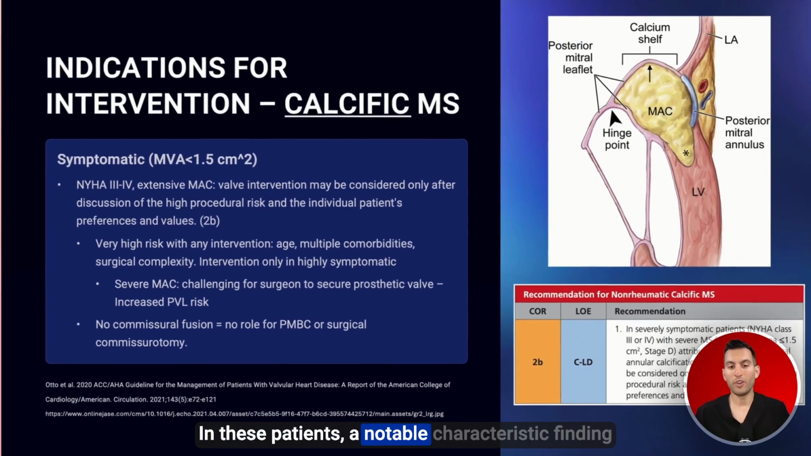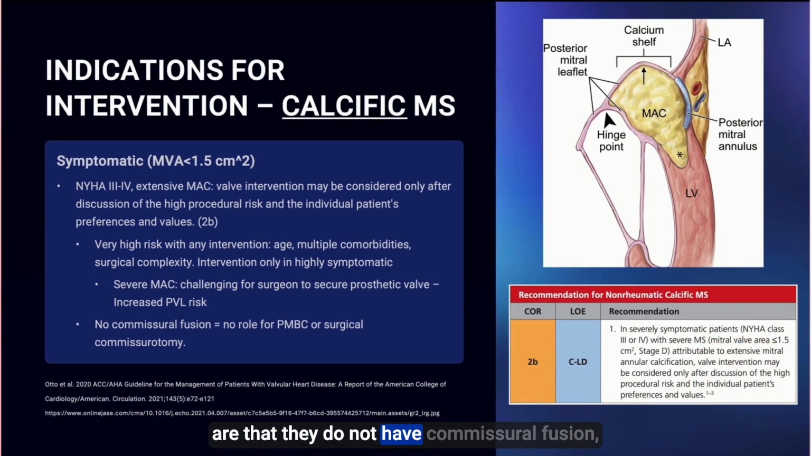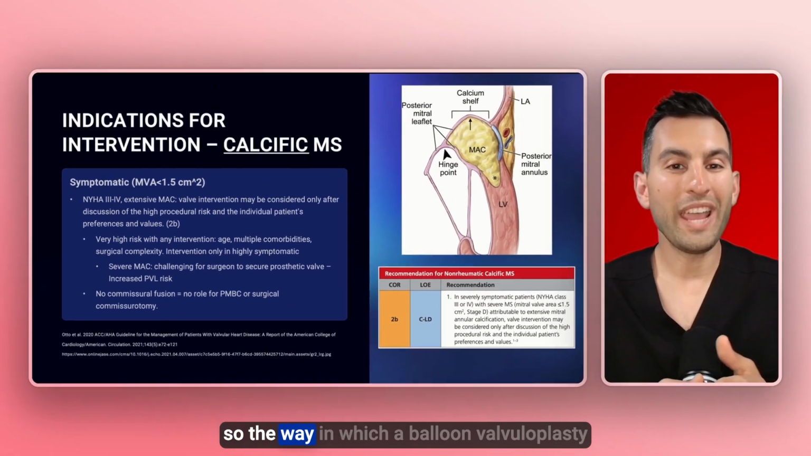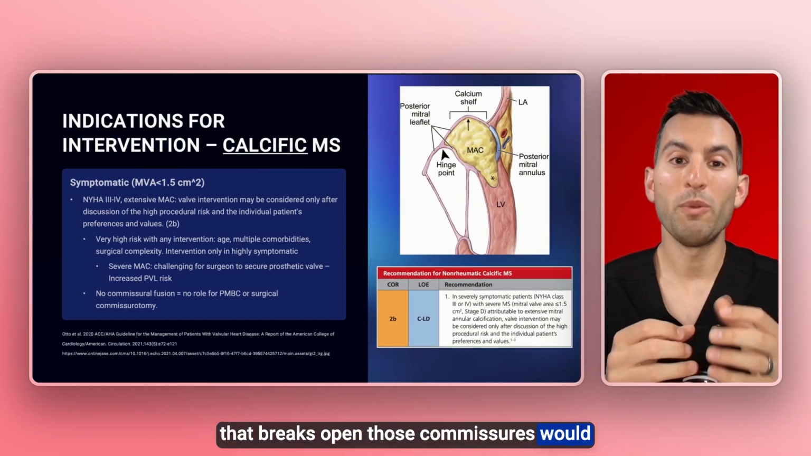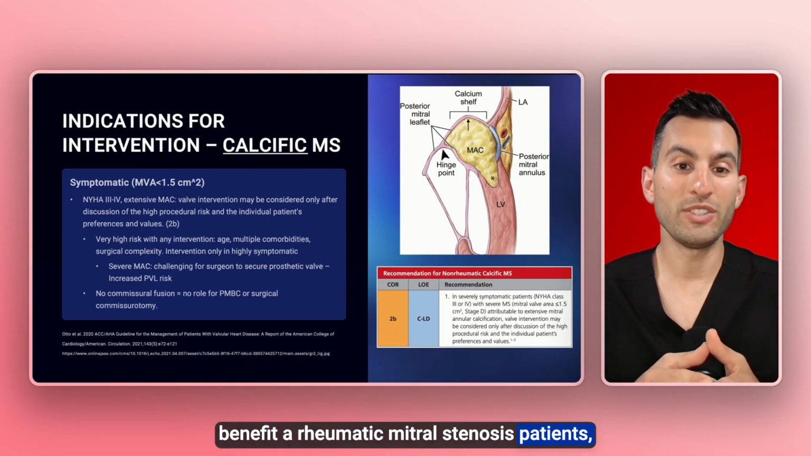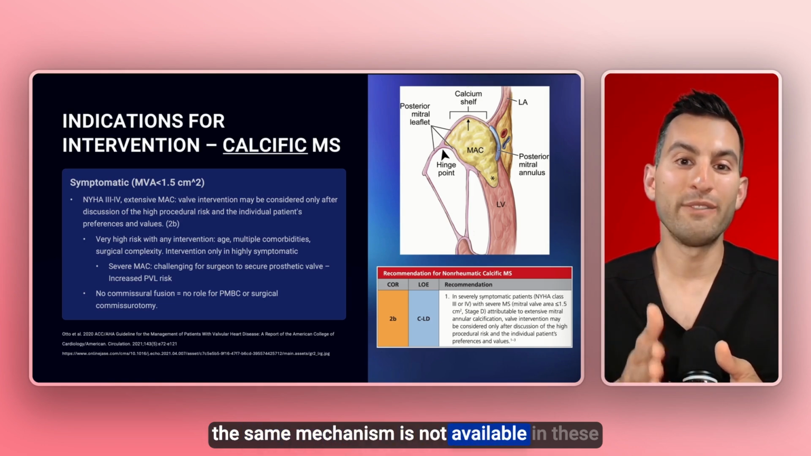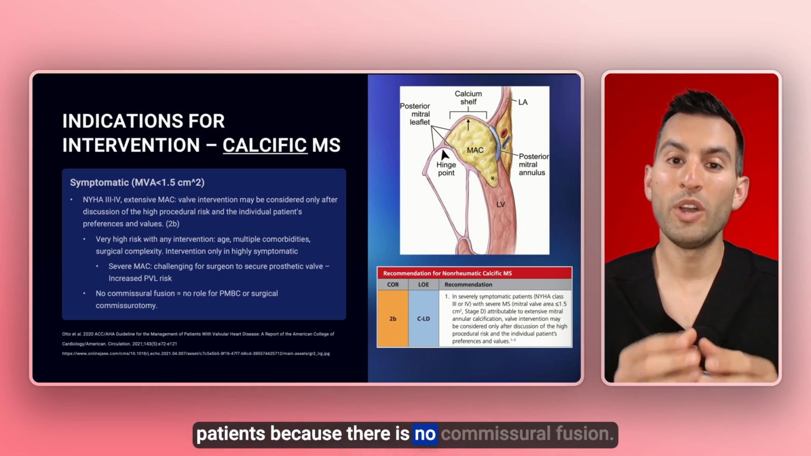In these patients, a notable characteristic finding is that they do not have commissural fusion. So the way in which a balloon valvuloplasty that breaks open those commissures would benefit rheumatic mitral stenosis patients, the same mechanism is not available in these patients because there is no commissural fusion.